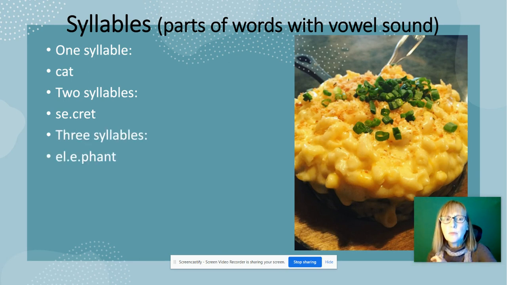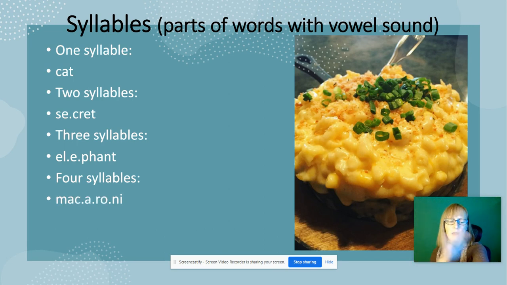The three-syllable word we're looking at is elephant. Elephant. I got to my shoulder. Sound here. Sound here. Sound here. Right? Three sounds of vowels. The next one is a four-syllable word, macaroni. Got to my head, four syllables. Macaroni, right? Long E sound.